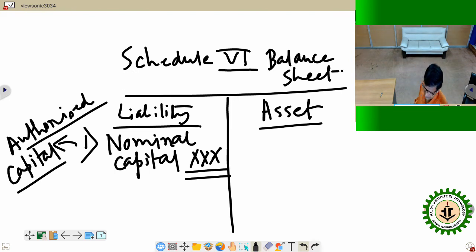Now, what is the way out? The way out, in this case, is that the company will try to go for the debenture issue, because debt capital is always cheaper than share capital. So, it can go for a debenture issue.